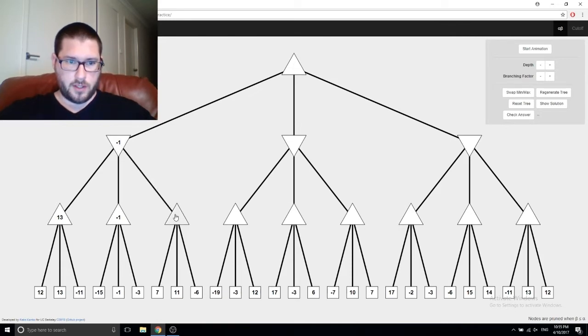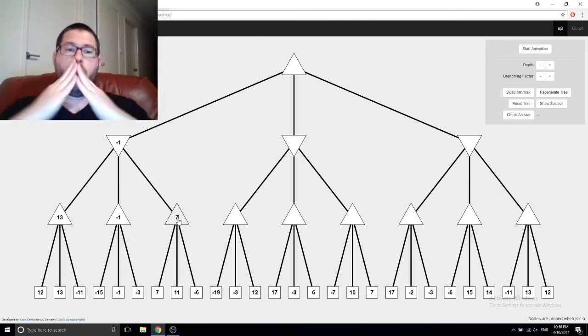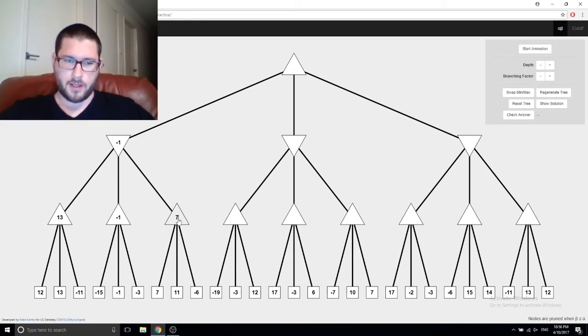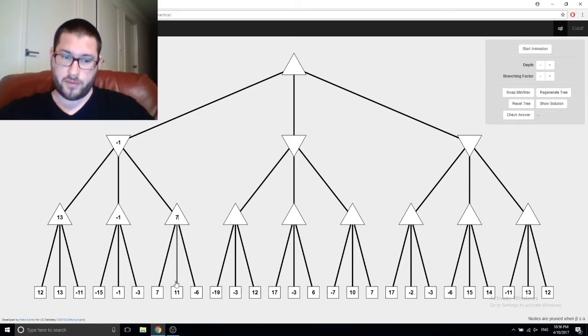So we go down here and we're checking the children of this node, and we're trying to maximize the children of this node. So the first thing that we come across is a 7. So we can preemptively assign a value of 7. Okay, so we can do this because 7 is a possible option. Now we can update it later as we explore more of the children.